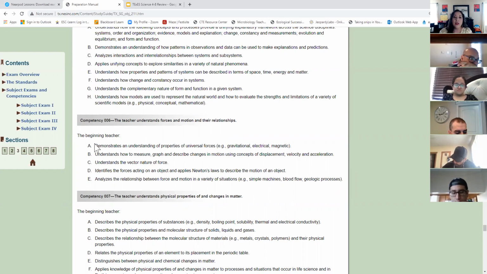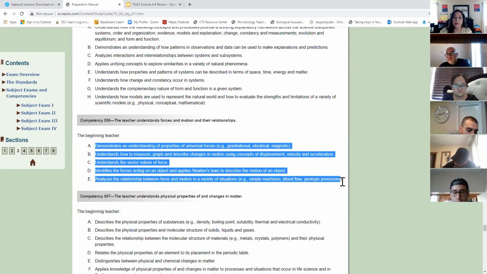So again, just go ahead and read through these descriptors for the forces of motion, that physics component. And then again, just jot down some notes on anything that you may have to do a little bit more research on, or that you need to understand a little bit better.